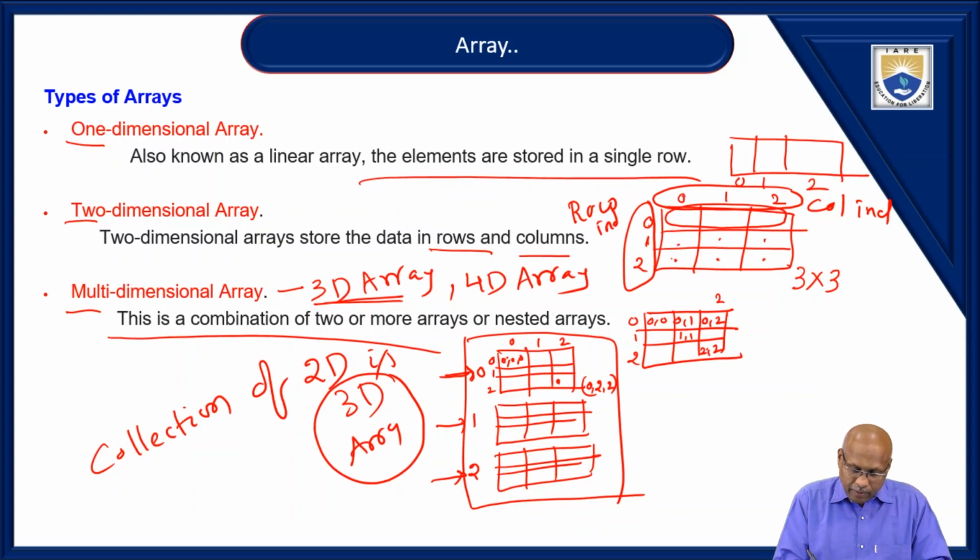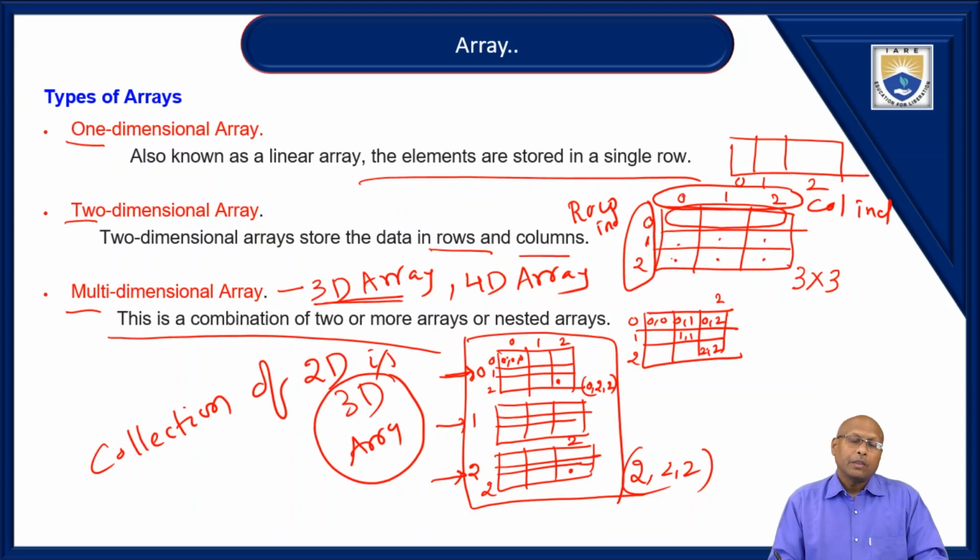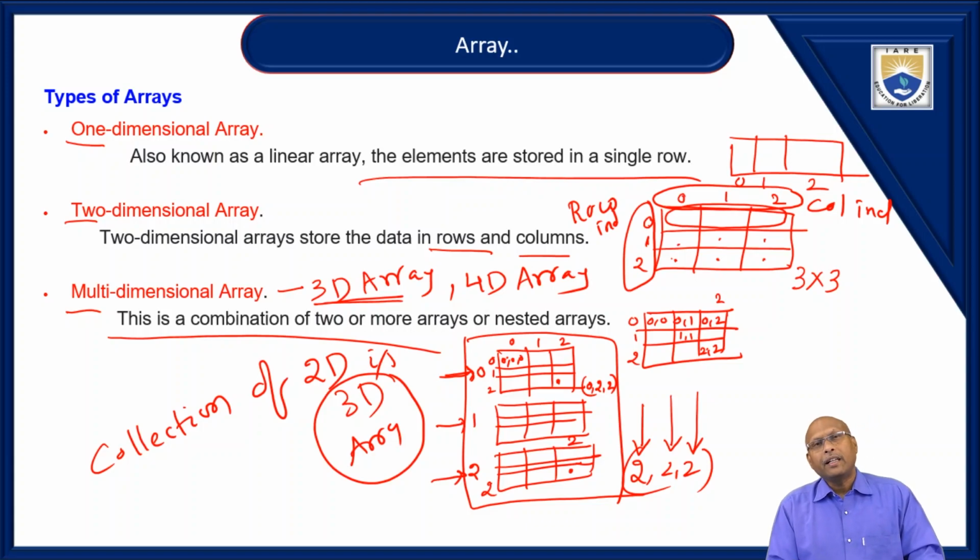Similarly, this element, can you now specify? This is 2nd 2 dimension and 2nd row, 2nd column: 2, 2, 2. So, first of all, you have to say which 2 dimension, then which row, then which column. By specifying 3 indexes, you can identify the element from the 3-dimensional array. So, Java can handle any type of array. 1-dimensional array, 2-dimensional array, 3-dimensional array, 4-dimensional array, even n-dimensional array also. So multiple dimensions you can represent.